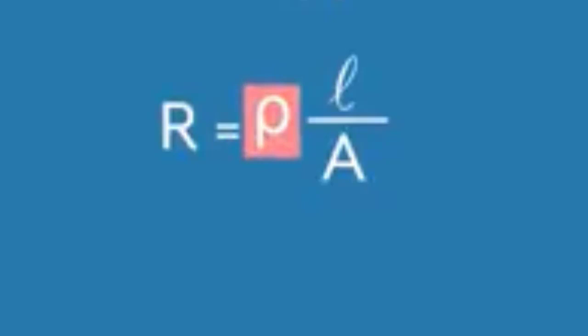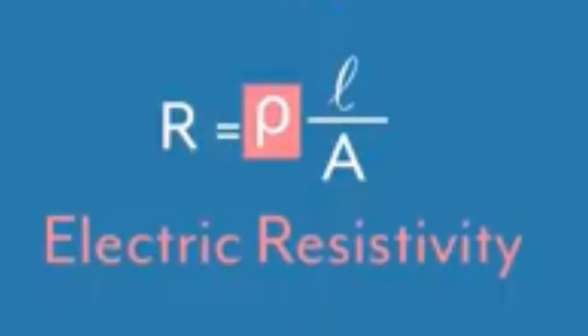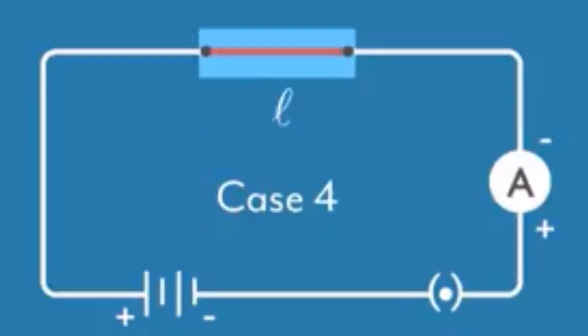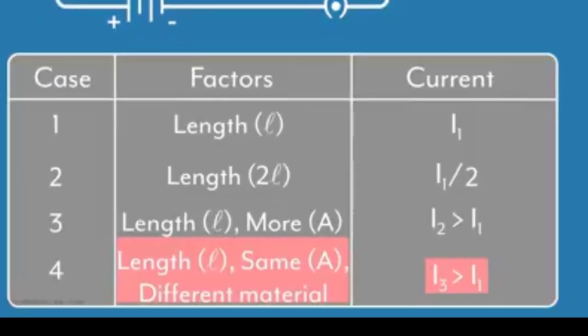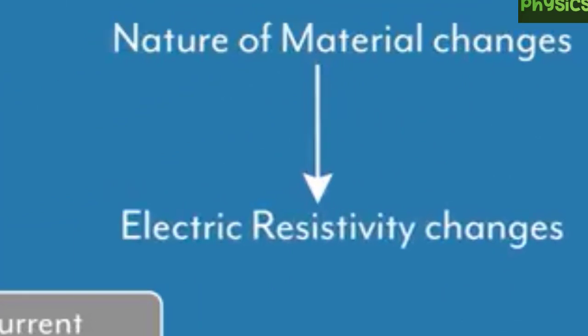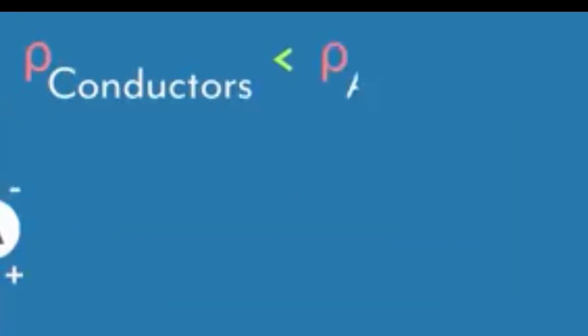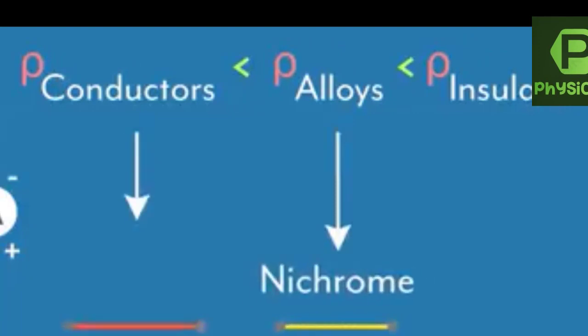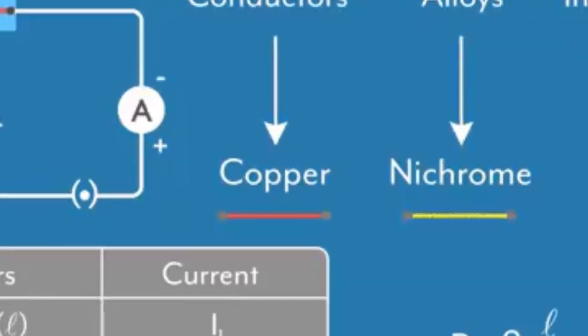This is the constant of proportionality and is called the electric resistivity of the material of the conductor. In the fourth case, we saw that as the nature of the material changes, the current flowing through the conductor also changes. And that's because as the nature of the material changes, its electric resistivity also changes accordingly. Conductors, for instance, have lesser resistivity as compared to alloys, and alloys have lesser resistivity as compared to insulators. Nichrome is an alloy, while copper is a metal which is a good conductor of electricity. And that's why the current reading increased when the material changed to copper.